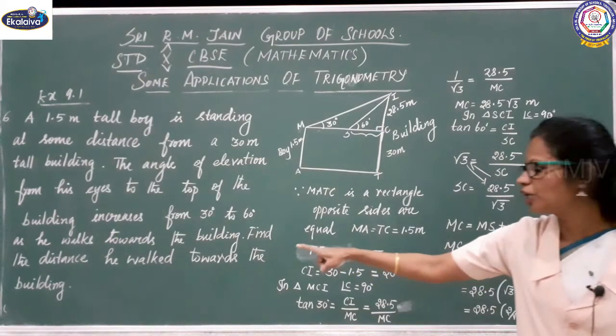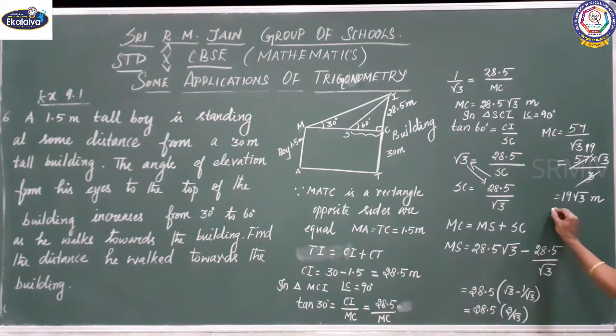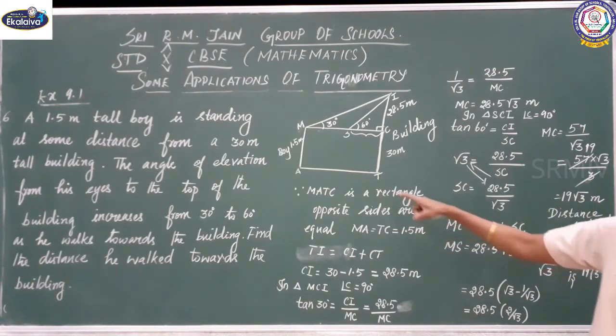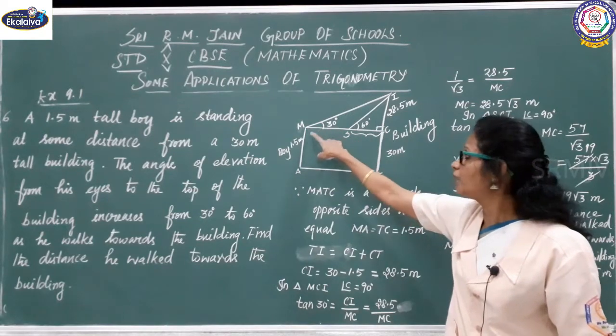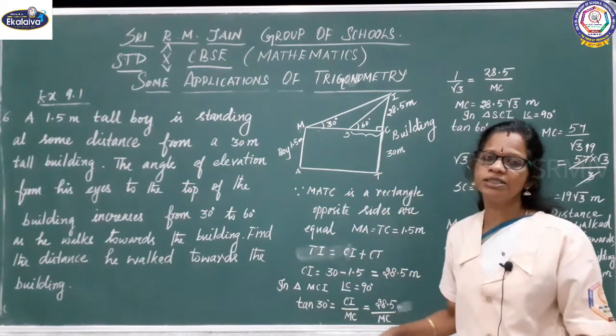The distance he walked towards the building is 19 root 3 meter. Got it, children? They asked us to find MS, from M to S, how much distance he covered.